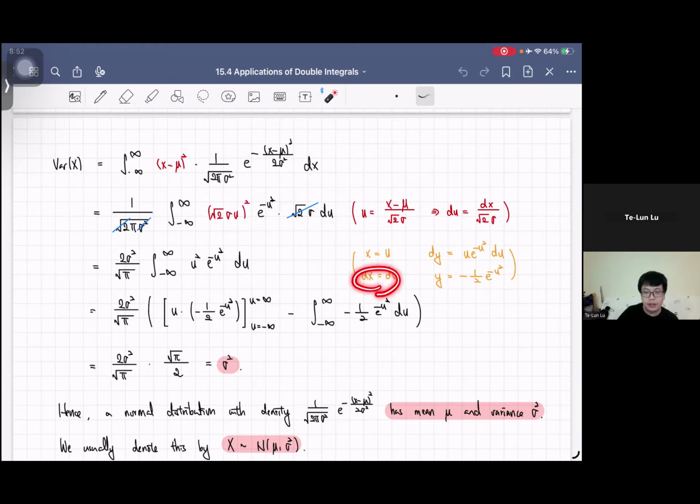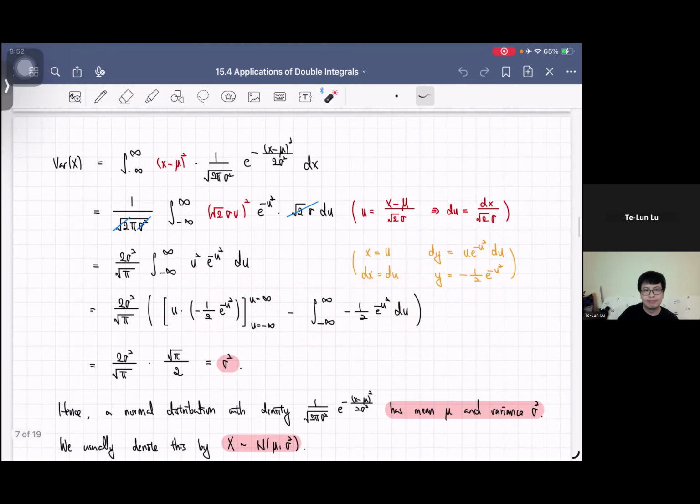In particular, dx is du, and you can do the indefinite integral of this guy. It's actually minus half e to the minus u squared. So we have x times y minus the integral of y dx. And the xy term actually goes to 0, because as u goes to infinity, the decay of the exponential overpowers the polynomial, so it goes to 0. The same thing happens when u goes to minus infinity: the decay of the exponential function dominates the polynomial term. So we are left with this integral.